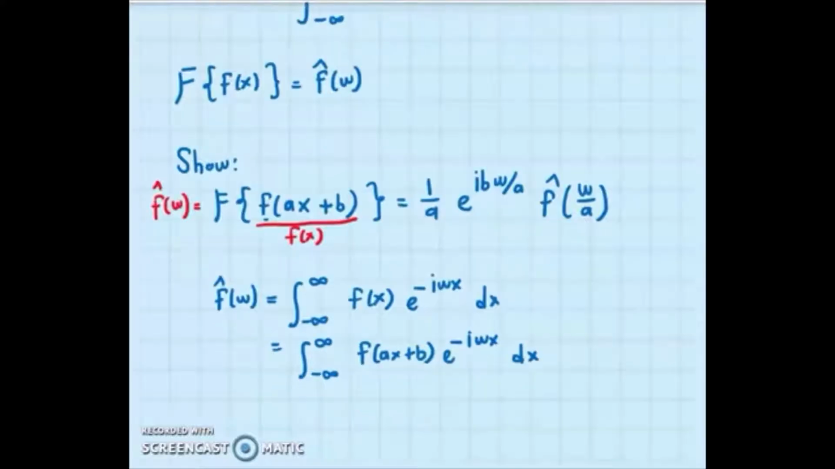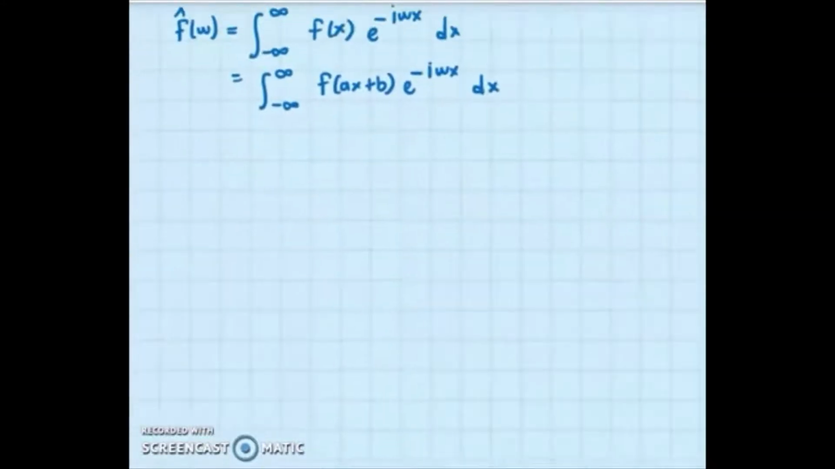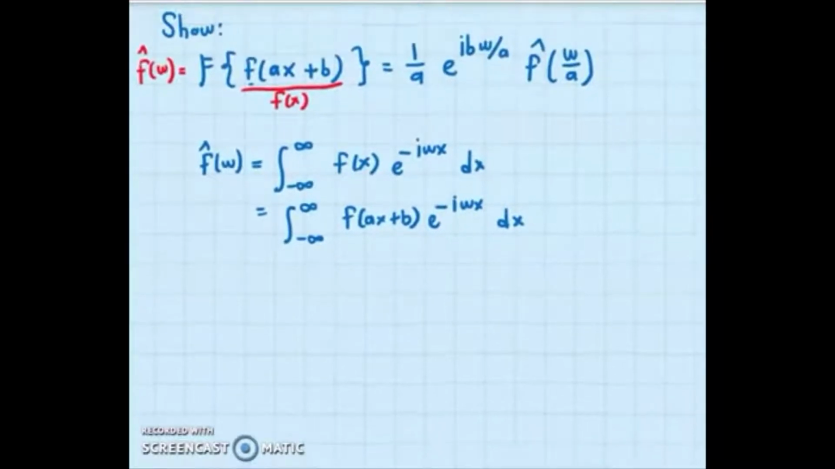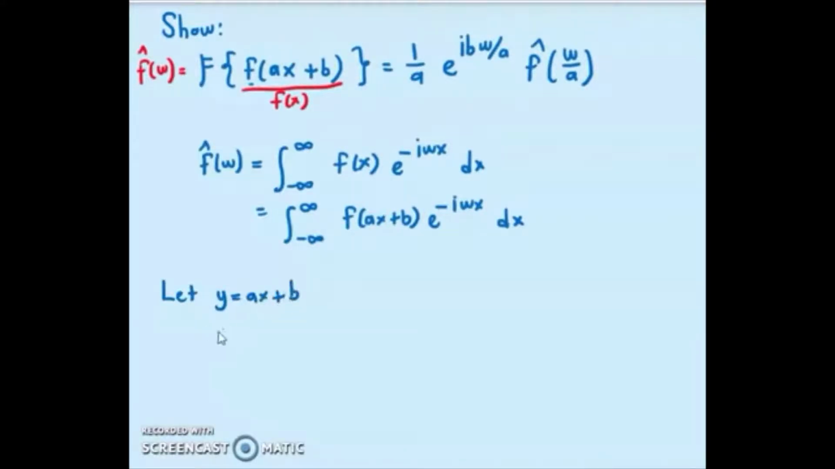Now the next step will be to solve this. How to solve this? Before we do this, for simplicity, we will say let y equals ax plus b. So we have ax equals y minus b, so x equals y minus b over a. Differentiating with respect to x, dy equals a dx, so dx equals dy over a.